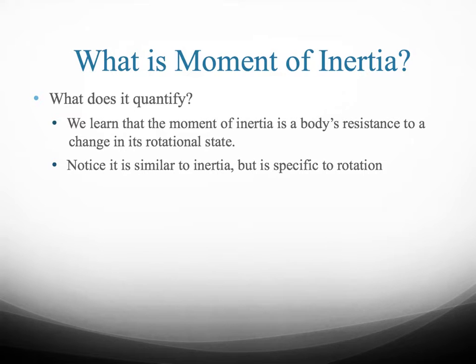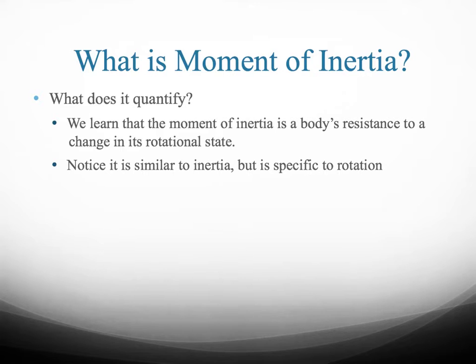In general physics, we learn that the moment of inertia is a body's resistance to a change in its rotational state. So it's very similar to inertia. Remember that the inertia of an object is its resistance to a change in its linear motion. That comes from Newton's first law: an object in motion will tend to stay in motion unless acted on by an outside force, and an object at rest will tend to stay at rest unless acted upon by an outside force. We quantify that object's inertia by its mass.